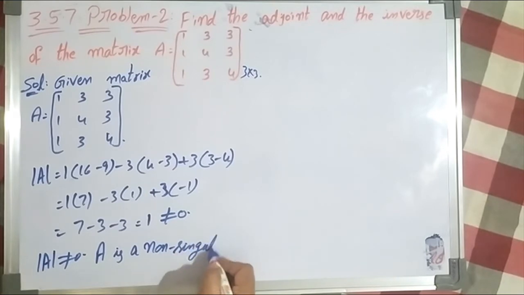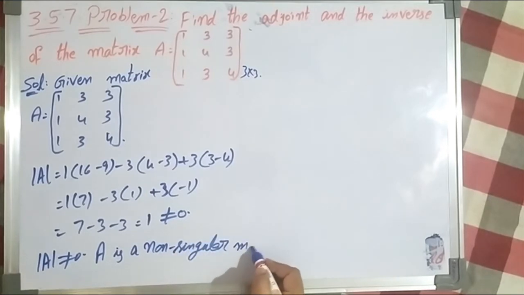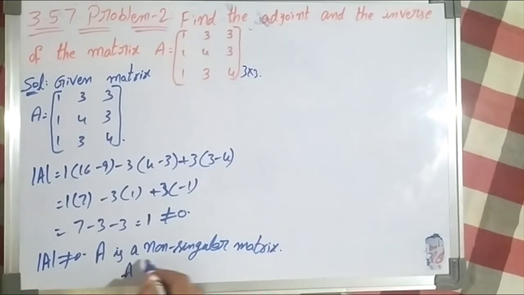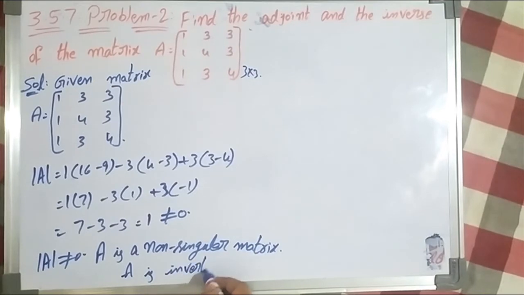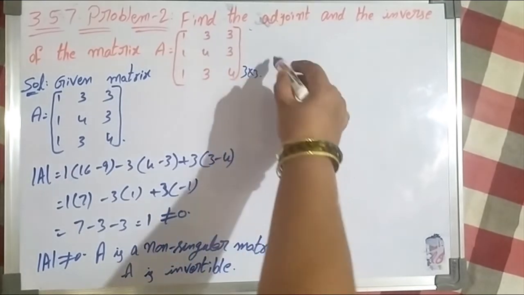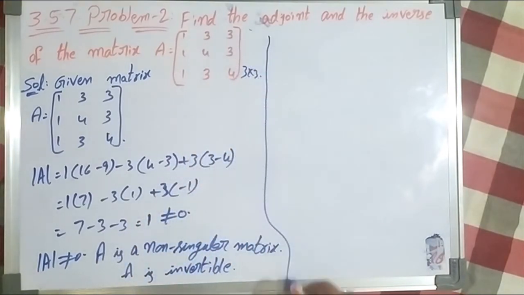A is a non-singular matrix and also A is invertible. Next we have to find the adjoint of A. For that, first we have to find the cofactor matrix of the given matrix A.